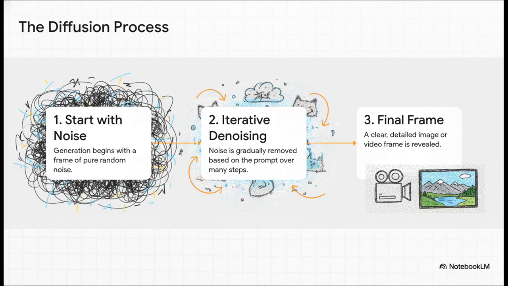So how does it work? Well, the model gets trained to do one thing, and do it really, really well: reverse corruption. Then, when it's time to generate, you just hand it total chaos, a frame of pure noise, and it uses that training to clean it up, step by step, over and over, until what's left is a clear image that matches what you asked for.